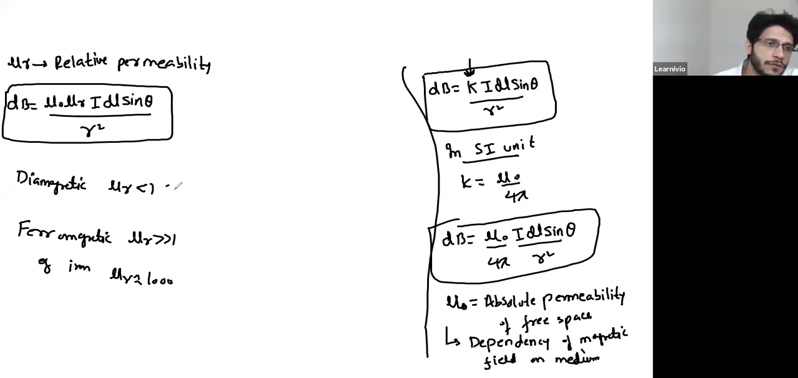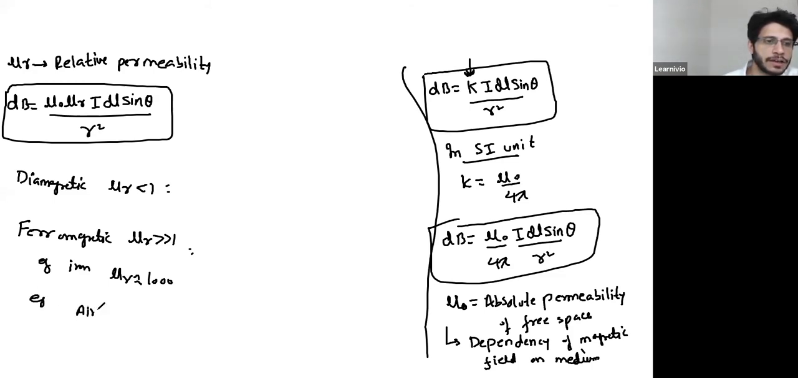This is about the values for diamagnetic and ferromagnetic materials. In a diamagnetic material, the strength of the magnetic field decreases. But in a ferromagnetic material, the strength increases. It simply becomes 1000 times. And that increase and decrease is with respect to air.